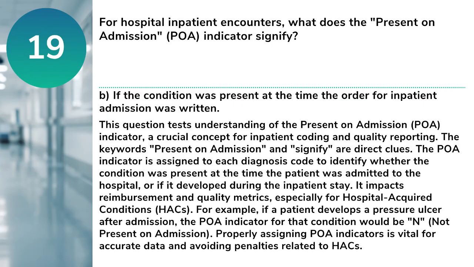The POA indicator is assigned to each diagnosis code to identify whether the condition was present at the time the patient was admitted to the hospital, or if it developed during the inpatient stay. It impacts reimbursement and quality metrics, especially for hospital-acquired conditions, HACs. For example, if a patient develops a pressure ulcer after admission, the POA indicator for that condition would be N, not present on admission. Properly assigning POA indicators is vital for accurate data and avoiding penalties related to HACs.